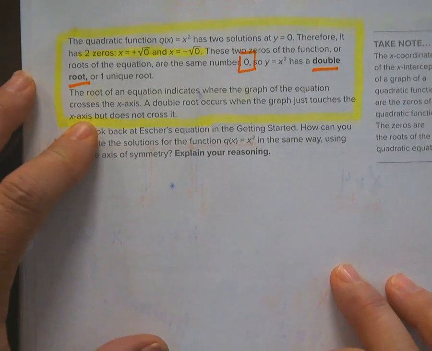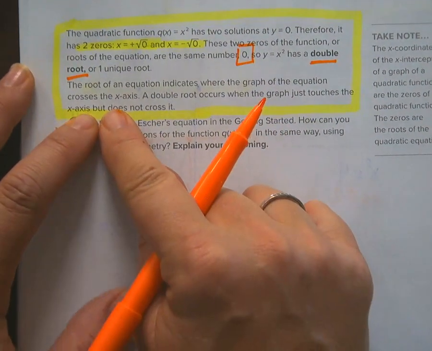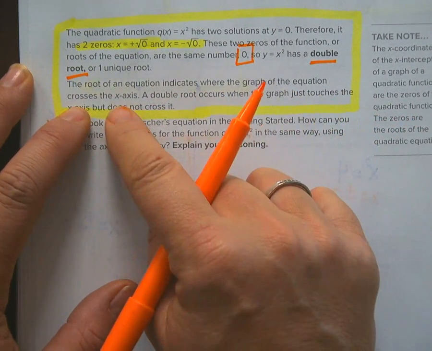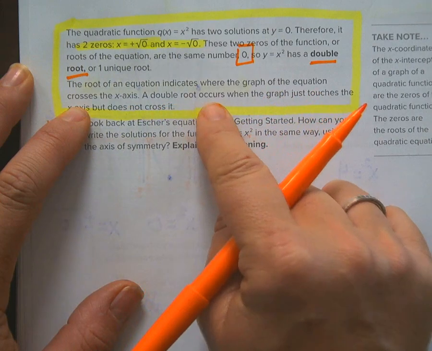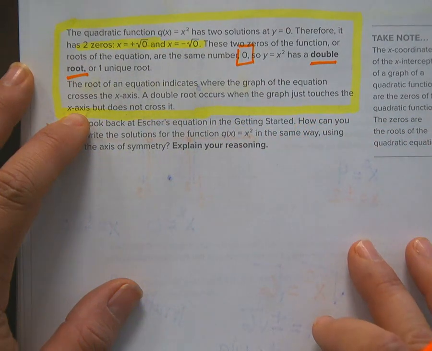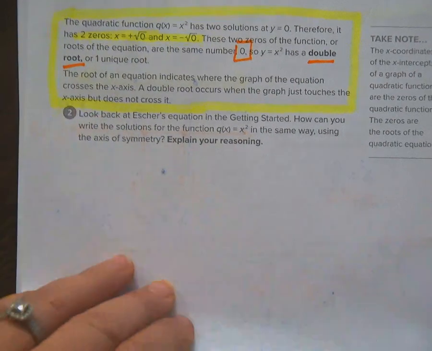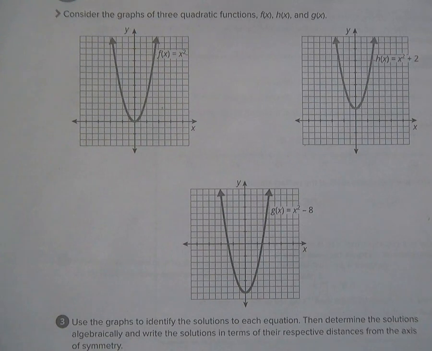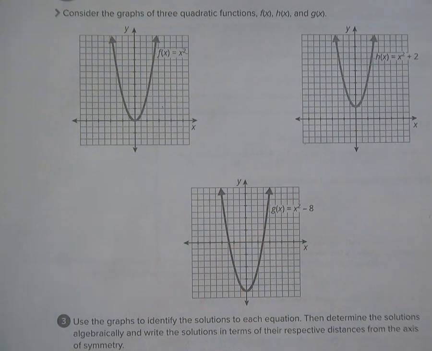Okay? Now, let's see if we can make sense of this question. The root of an equation indicates where the graph of the equation crosses the x-axis. A double root occurs when the graph just touches the x-axis but does not cross it. Okay, keep that in mind and look at these three graphs. Which of these graphs would have two unique roots? I need 1, 2, 3.